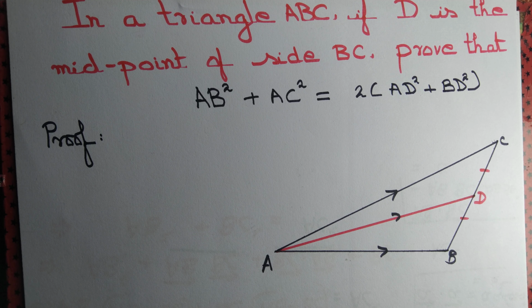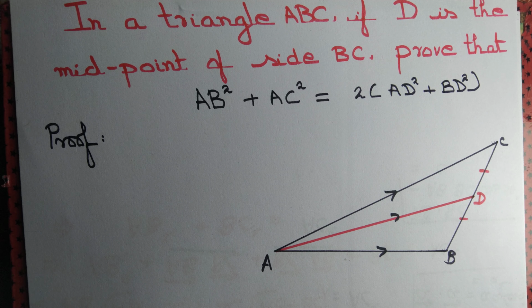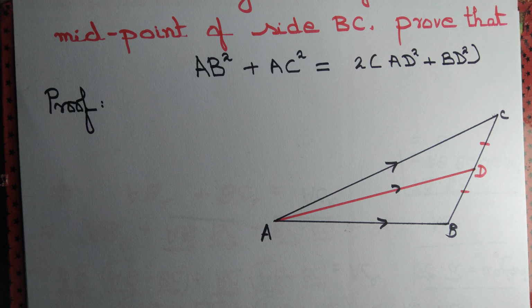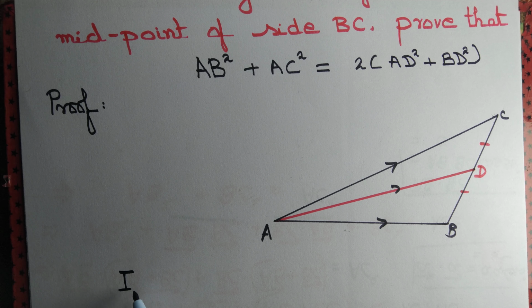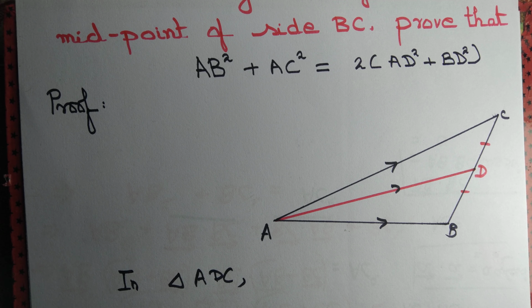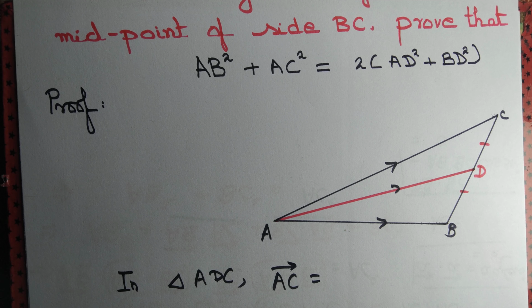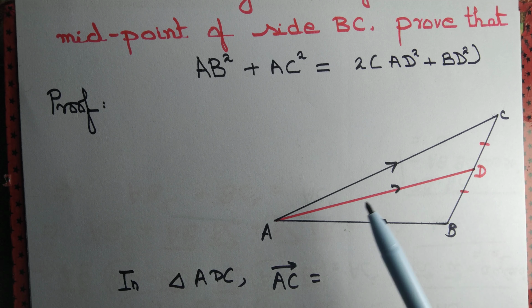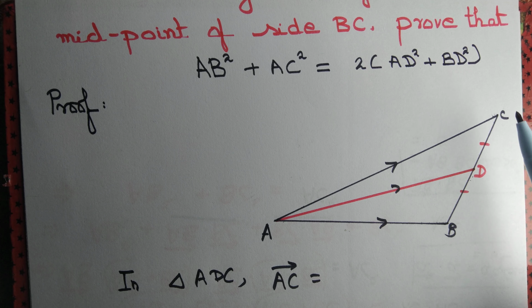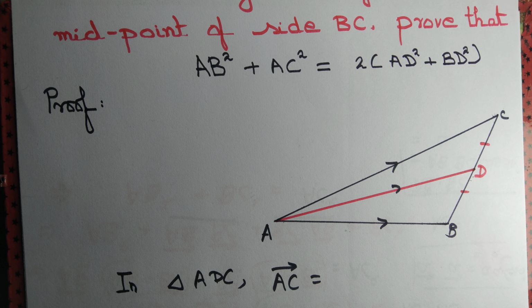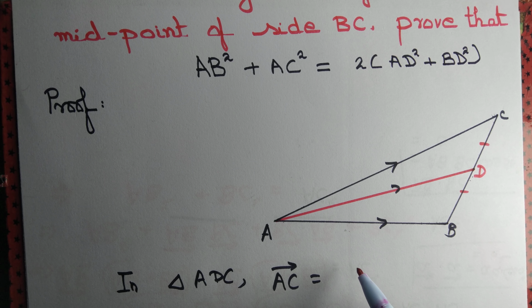Now we can write AC as, we have several triangles, so let's consider triangle ADC. In triangle ADC, AC equal to, that's moving from A to C, that is same as moving from A to D, then D to C. So AC equal to AD plus DC.